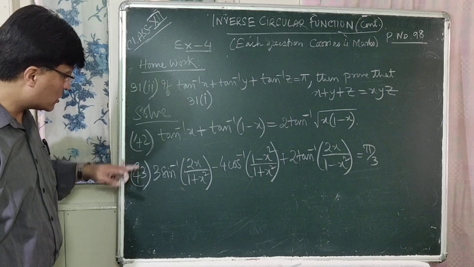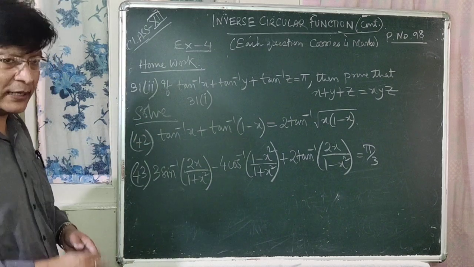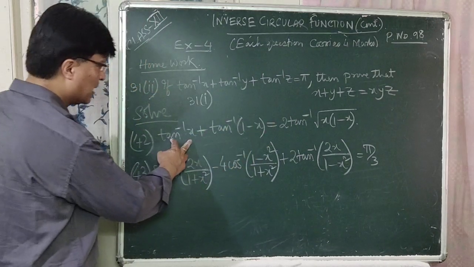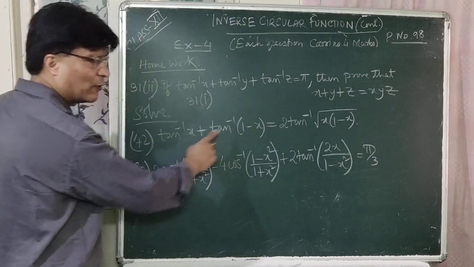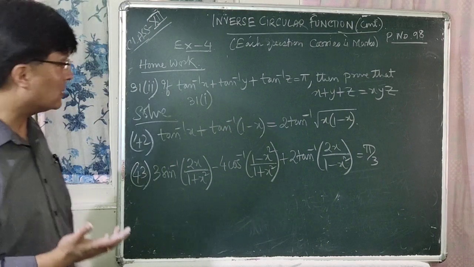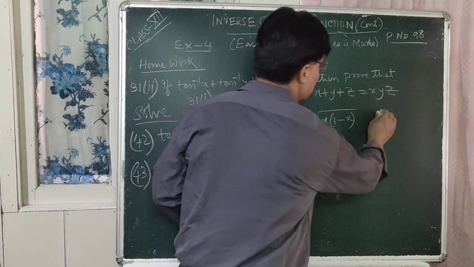So in these two questions you have to solve it. You have to get the value for x, right? So I'll give you the hints. In 42 number you have to get the value for x. Tan inverse x plus tan inverse 1 minus x. Use the formula tan inverse x plus tan inverse y. You know the formula, isn't it? And in this case you should use the formula of 2 tan inverse x. You know 2 tan inverse x, isn't it?